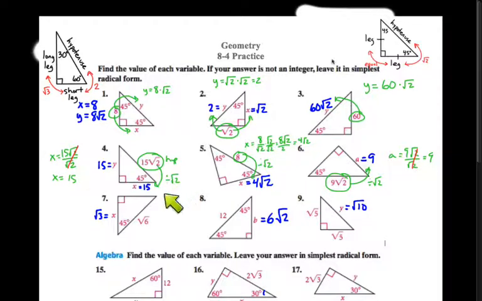Number 7 here, this square root 6 is the hypotenuse. So to go from the hypotenuse to the leg, I divide by square root 2. Square root 6 divided by square root 2. Because both those numbers are inside the radical, I just get square root 3.